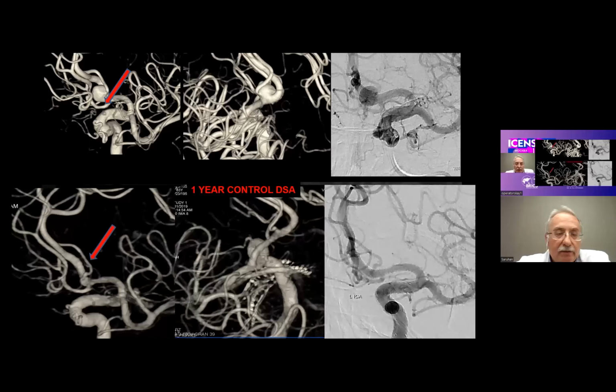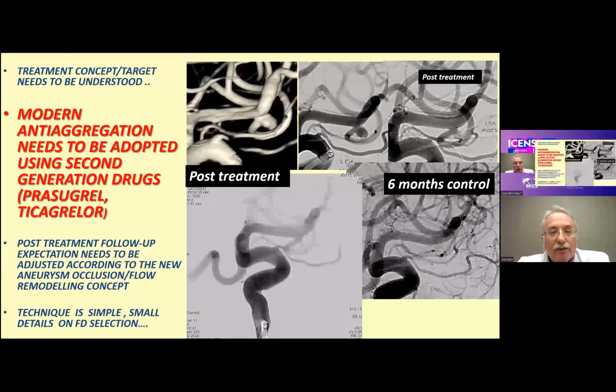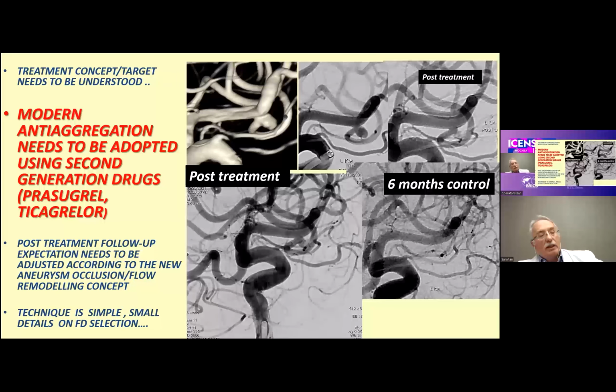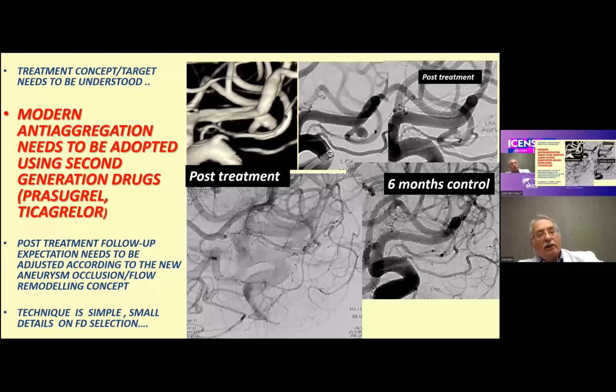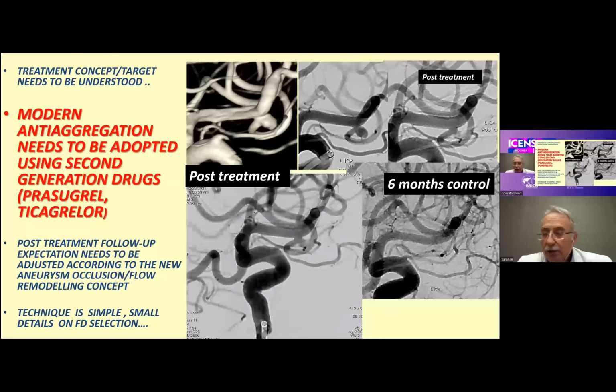And here is the 1-year DSA showing a nice patency of the subcallosal artery with a new origin of the artery. The aneurysm has a new origin, which means that aneurysm showed such a remodeling that it becomes a continuation of that subcallosal artery.